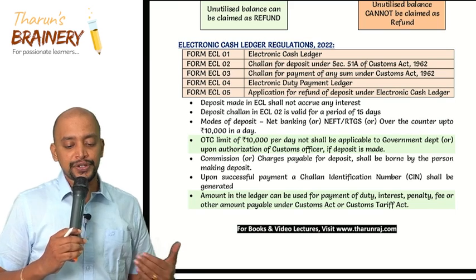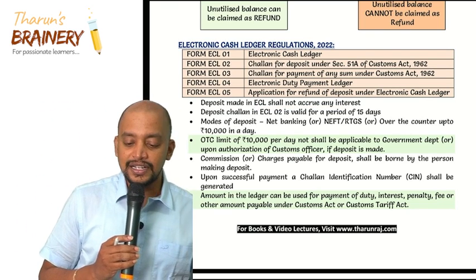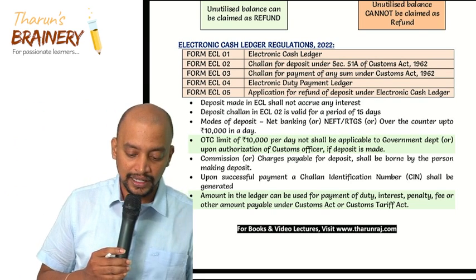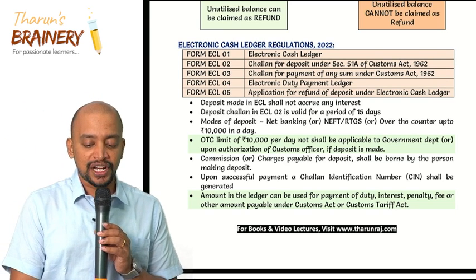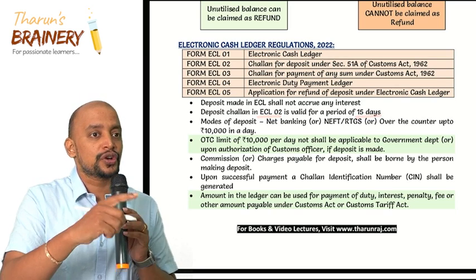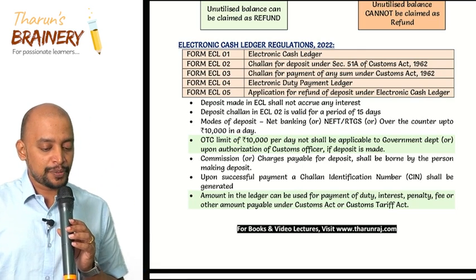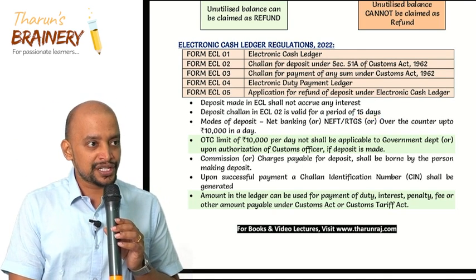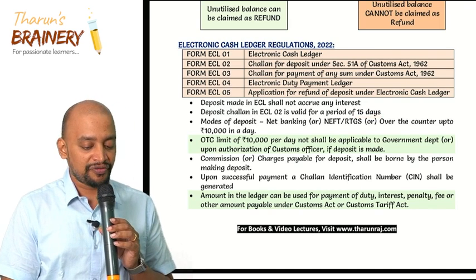So whatever deposit that is made in cash ledger shall not accrue any interest. It is not like a savings bank account where you put money and you get interest, nothing like that. And deposit challan is valid for a period of 15 days. That is, once the challan is generated, within 15 days you should complete the payment. That is the meaning. And this 15 days point is common in GST as well. So in GST also, once the challan is generated for making payment, it will be valid for 15 days.